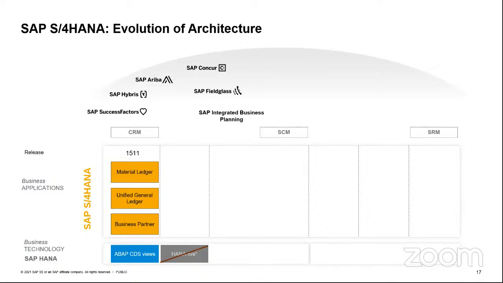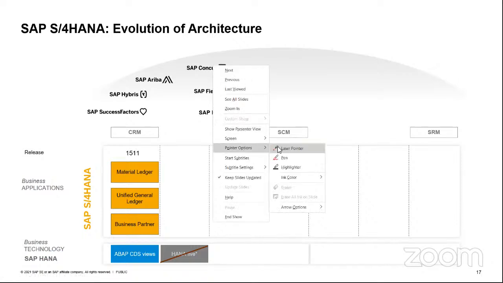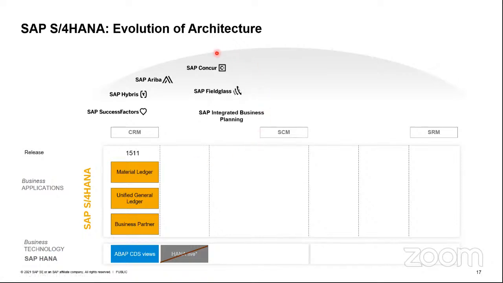So the SAP S/4HANA product started in 2015, with 15.11. Along with that, what is on top here is what is known as the LOB solutions, the line of business solutions. So you have the cloud solutions: IBP, Fieldglass, Concur, Ariba, Hybris, SuccessFactors, etc. And the earlier business suite solutions: CRM, supply chain, and SRM.